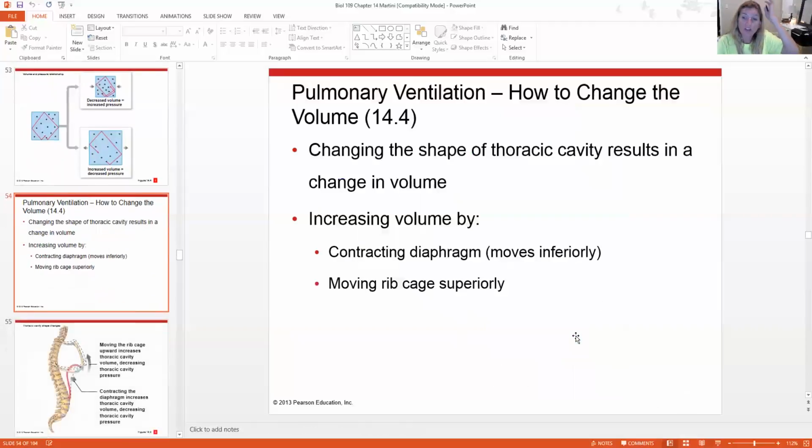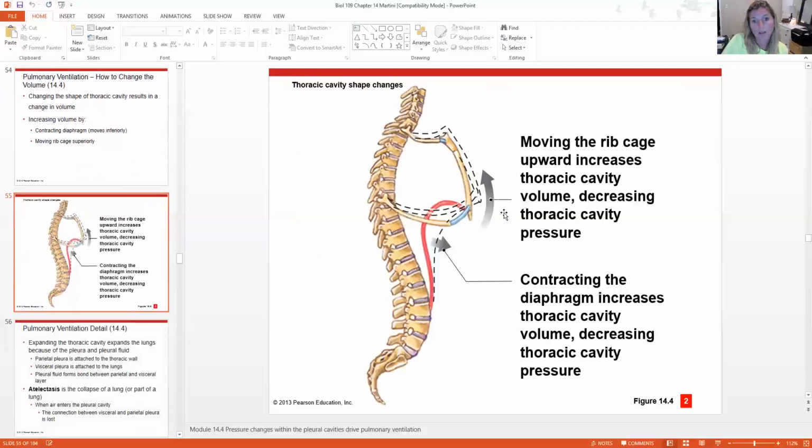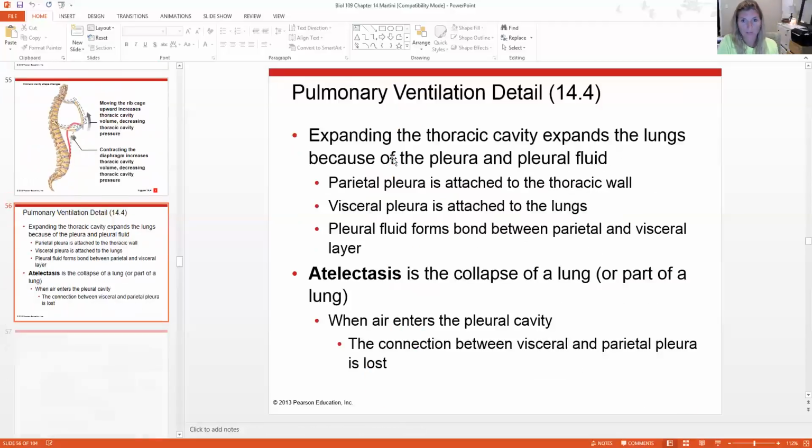So a changing shape of the thoracic cavity is going to change the volume within our lungs and therefore change the pressure. So by contracting our diaphragm, pushing it down, and moving the rib cage out, we are increasing the volume of our thoracic cavity. What does that do? It decreases the pressure and air comes in. So as we breathe, our diaphragm goes down, our rib cage goes out. That lowers the pressure, which allows air to come into our lungs.